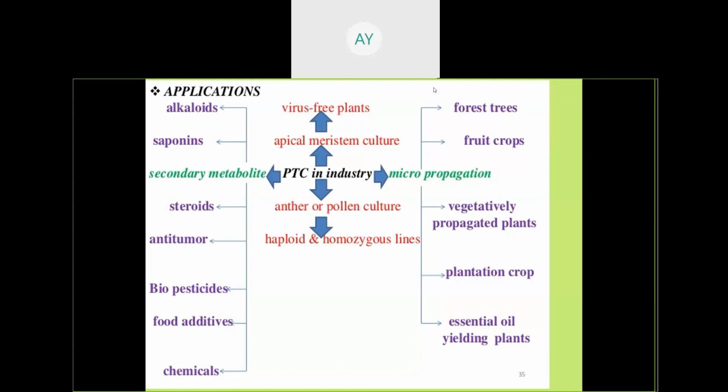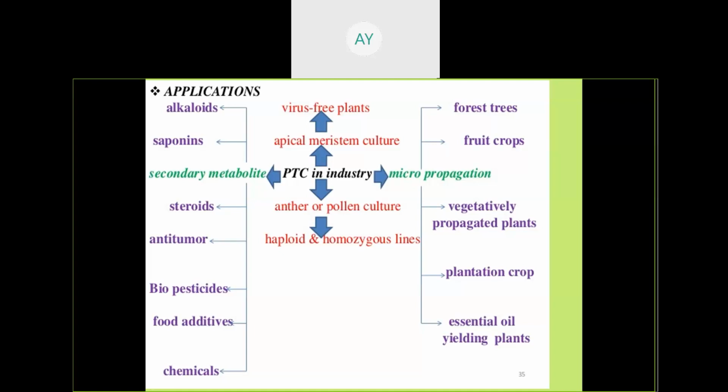Now humans have utilized these secondary metabolites for the treatment of different types of disease. So please join the class on time. I'm requesting all the students, please join the class on time, because if you leave the class, there is no alternative for biotech.